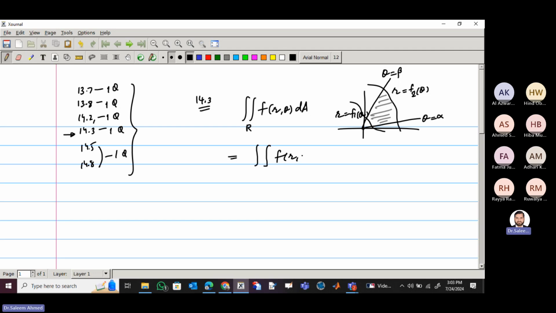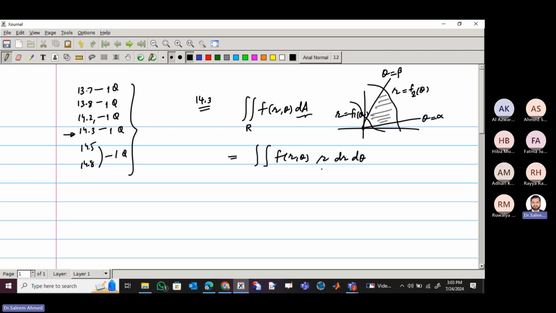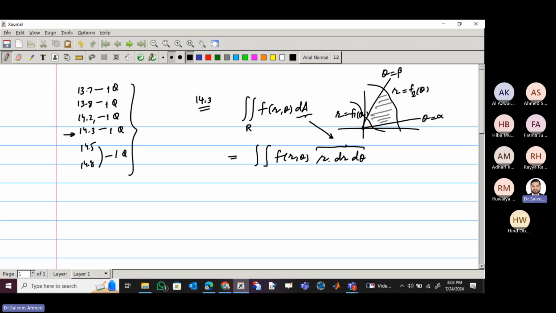So when you write the variables, then dA is r dr d theta. It's not just dr d theta. This total thing is dA. Okay. Remember, dA is r dr d theta. So it means the first one is r. So you will write the limits of r first. How you write the limits of r?